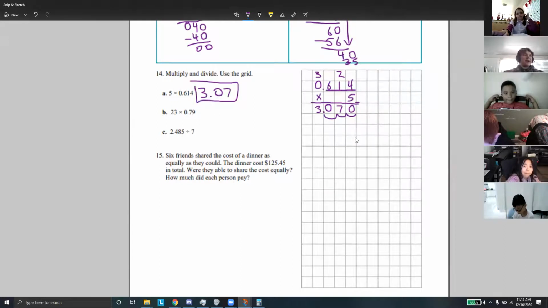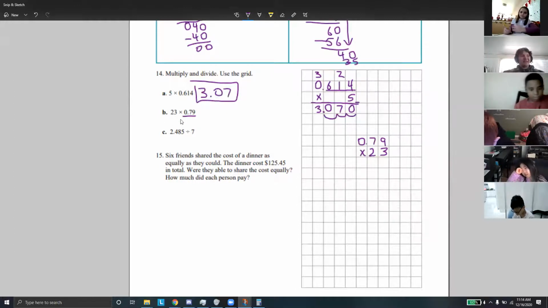Okay, next we have the number 0.79 multiplied by 23. You guys see in math, we normally write the longer number, and so you see 0.79 has 3 digits, and 23 only has 2 digits, so I'm going to write 0.79 on top. No reason, though, but it just looks better, I think.